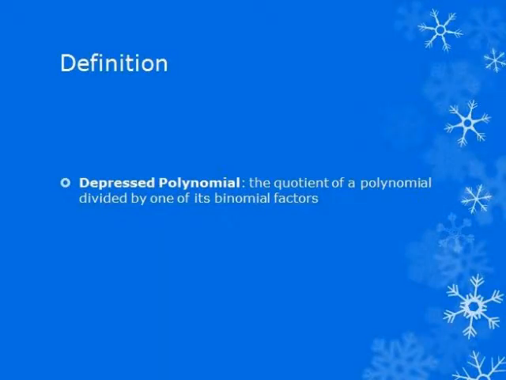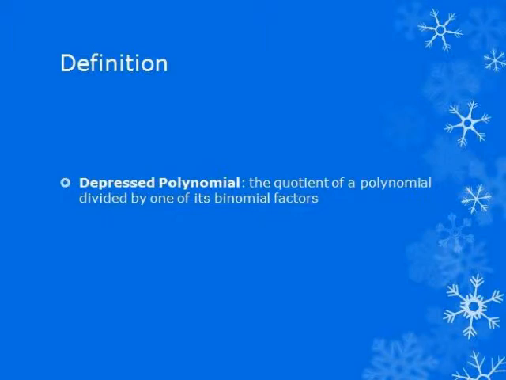So, the depressed polynomial is the quotient of a polynomial divided by one of its binomial factors. So when you do synthetic division or even long division, you're finding what we call the depressed polynomial. All that means is you've taken one of its factors out of it.